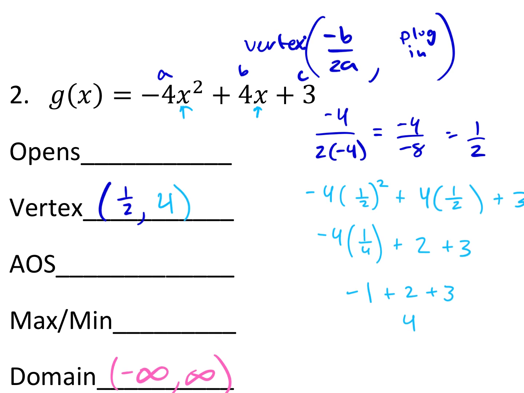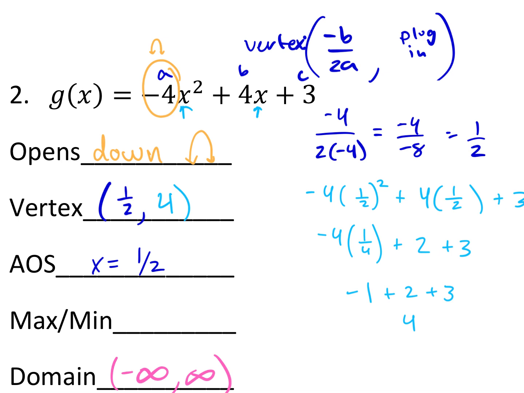Now, does our graph open up or open down? How do we know that? A is negative, so that tells us that our graph is going to open down. What is our axis of symmetry? X equals 1/2. Don't forget the x equals. On the test, it's going to say make sure you use proper notation. So axis of symmetry has to be x equals.